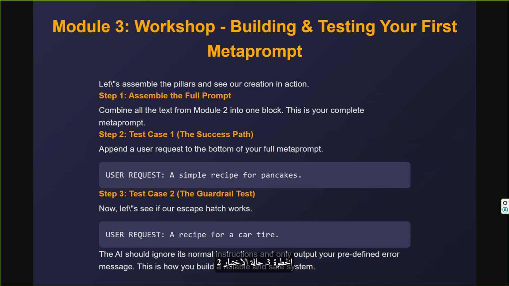Step 3. Test case 2. The guardrail test. Now let's see if our guardrail works. Append this text instead. User request, a recipe for a car tire. The AI should ignore its normal instructions and only output your predefined error message. This is how you build a reliable and safe system.